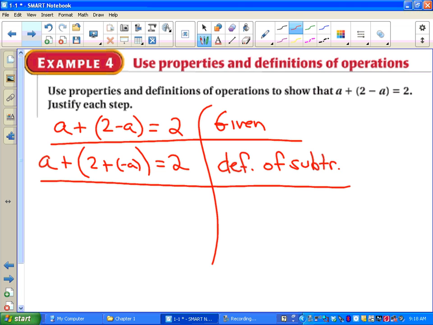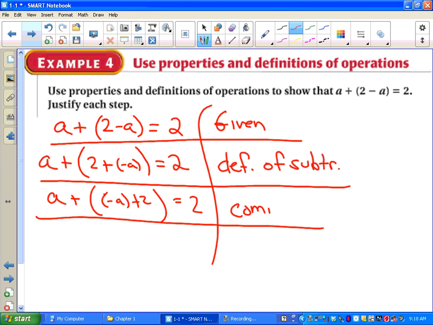I know that a and negative a cancel out to make 0. The problem is, using the properties, I've got to get the a and the negative a next to each other. So first I'm going to swap the 2 and the negative a. All I did from the previous step is switch the 2 plus negative a to a negative a plus 2. That's the commutative property. And technically we should say of addition, but I'm not going to write it on this.